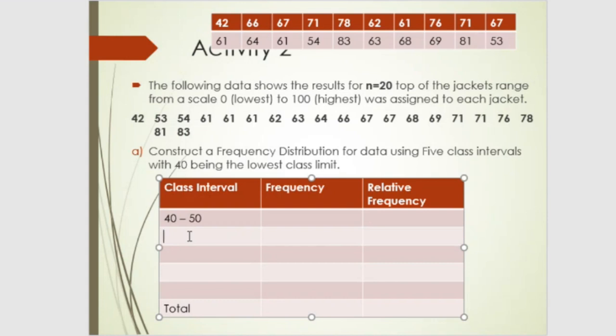It's like this: 40 to 50, then 50 to 60, then 60 to 70, 70 to 80, and then 80 to 90. So this is how you construct these class intervals. So now let's look at the frequency. What are the values that are between 40 and 50?